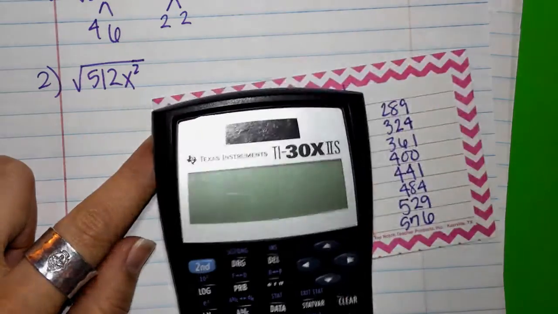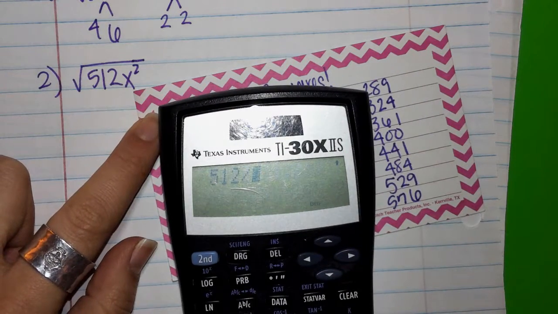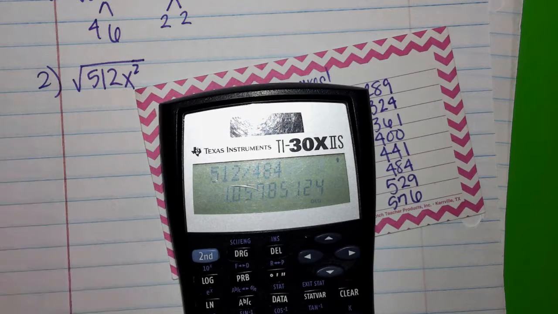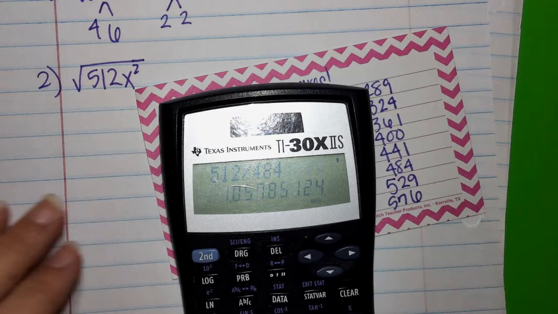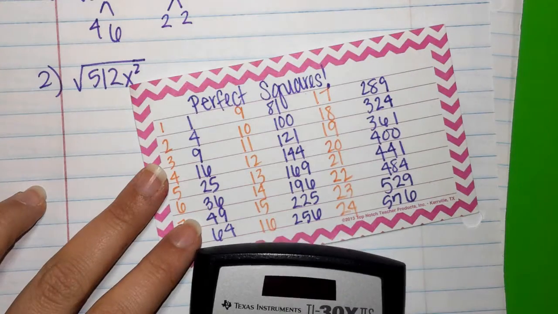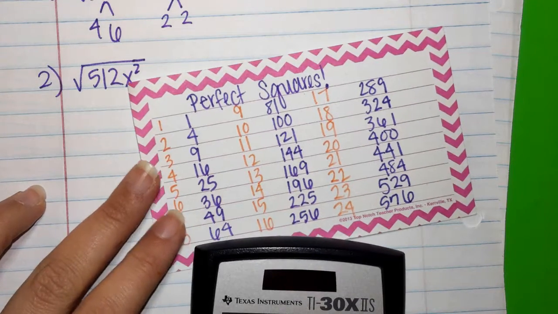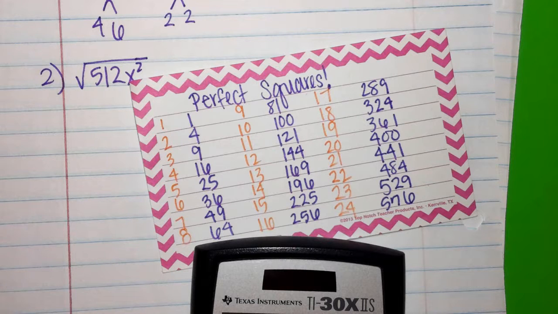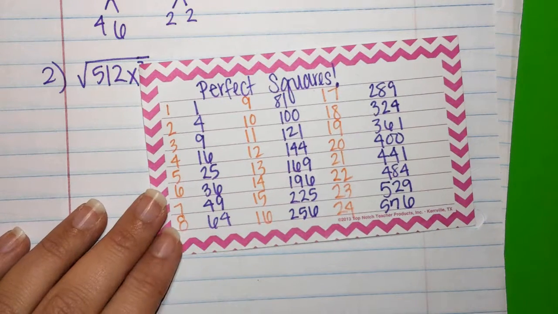Okay, so please take your calculators and do 512 divided by 484. Does that go in there evenly? Right, it has to go in evenly. Let's do 512 divided by 16. You get 32. But is there a perfect square that goes into 32? So we need something bigger than 16. A bigger purple number? Yes, a bigger purple number.